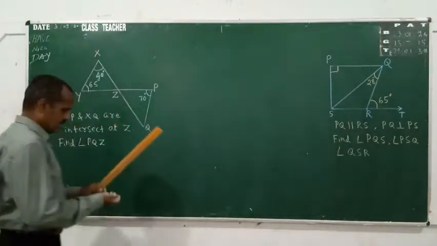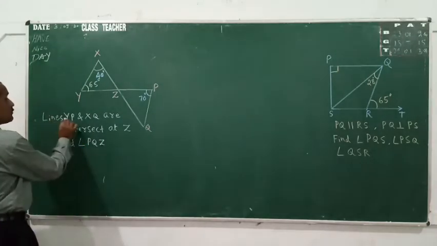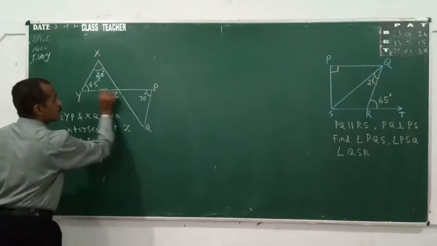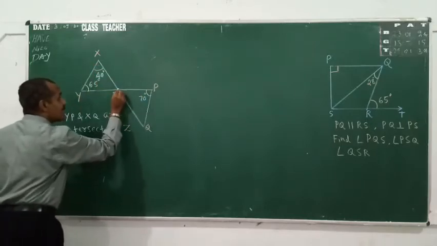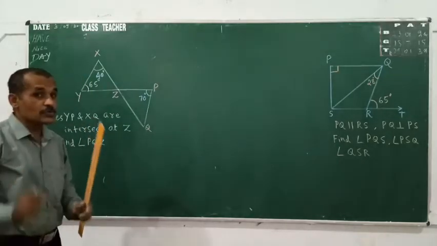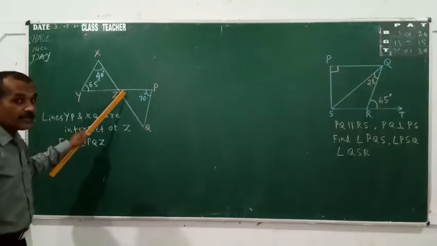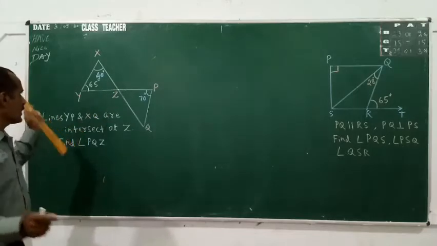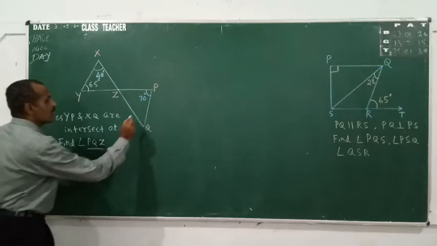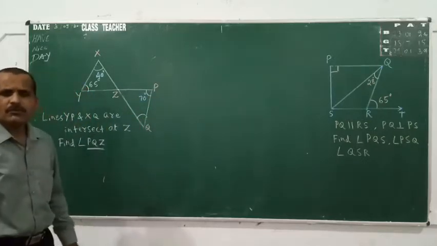What is doing this? Looks to be a very simple question. What they have got? Lines YP and XQ, these are the two straight lines, intersect at point Z. When they intersect at point, that means you should remember these two angles are equal because they are called as vertically opposite angles. Now they have asked you find angle PQZ. This angle is to be found. Very simple.